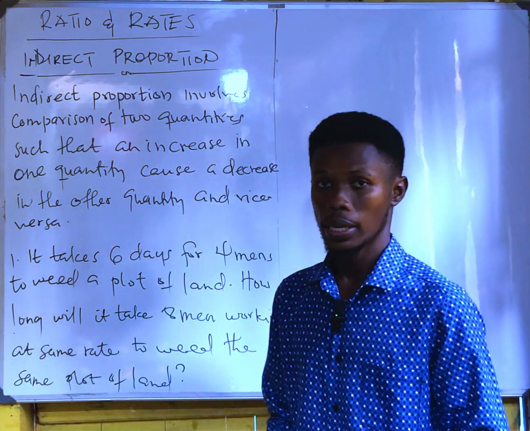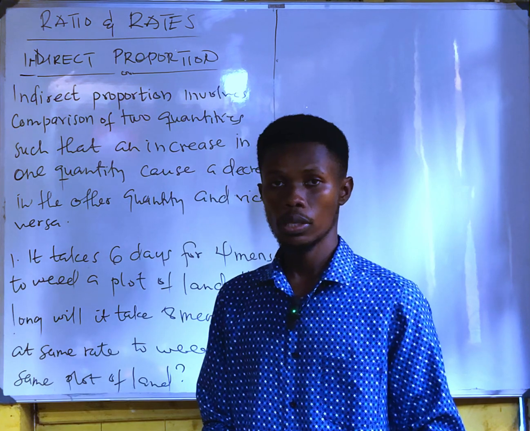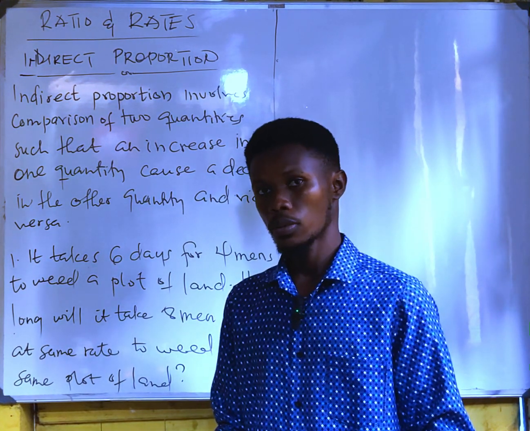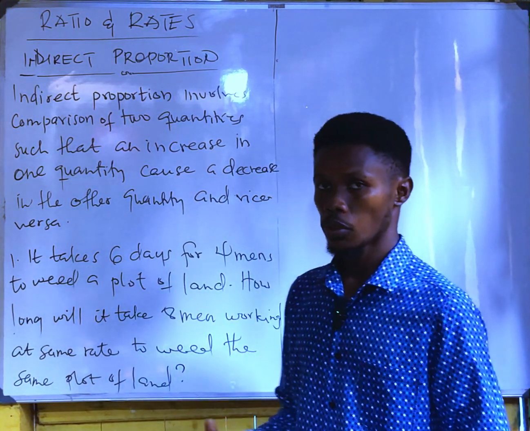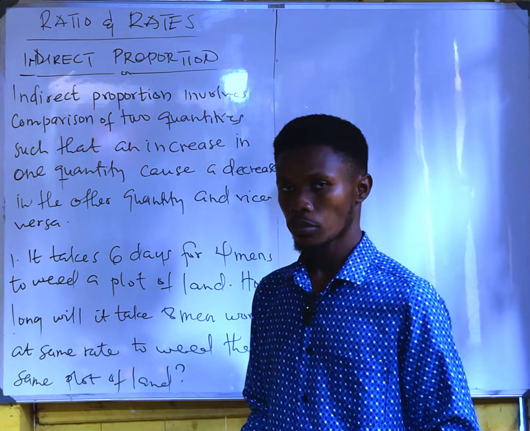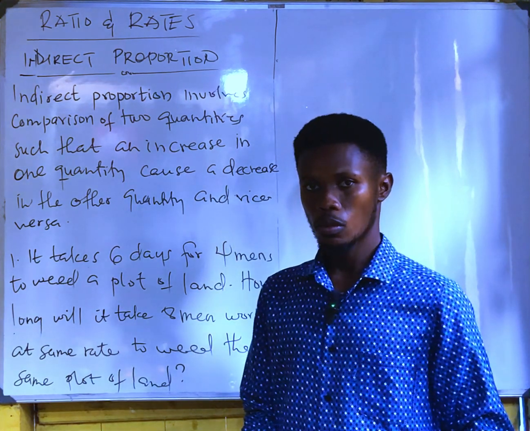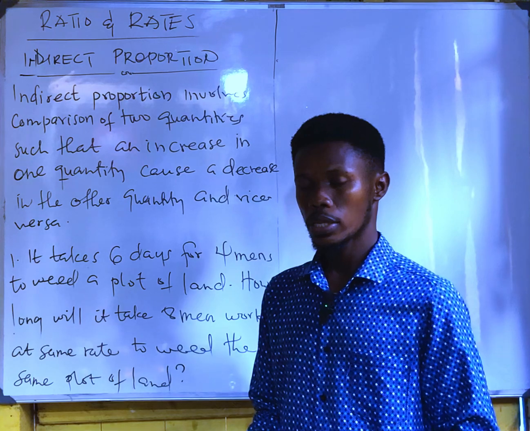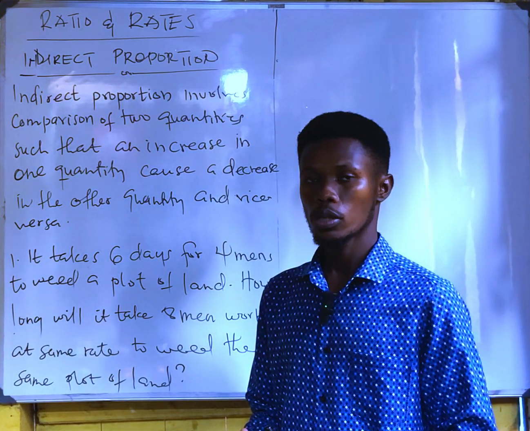Today we are looking at the indirect proportion. Already we have looked at the direct proportion where we said that an increase in one quantity causes the other quantity to also increase, and decrease in the other quantity causes the other quantity to also decrease. The same thing, but here is opposite to the first one. When it comes to the indirect, it's when an increase in one quantity causes the other quantity to decrease, and then decrease in the other quantity causes the other quantity to increase.